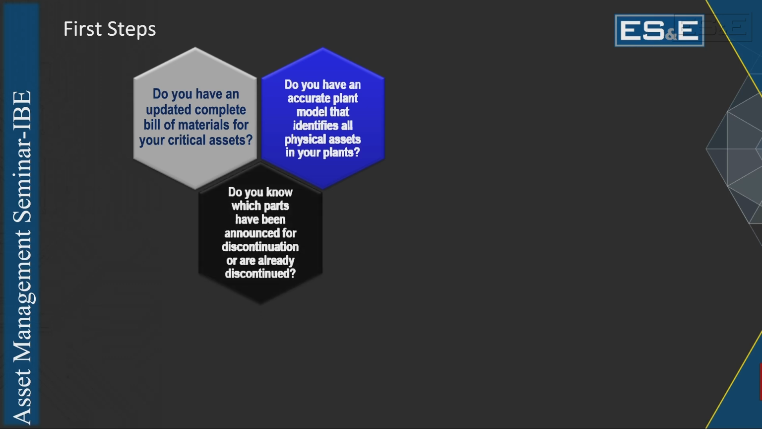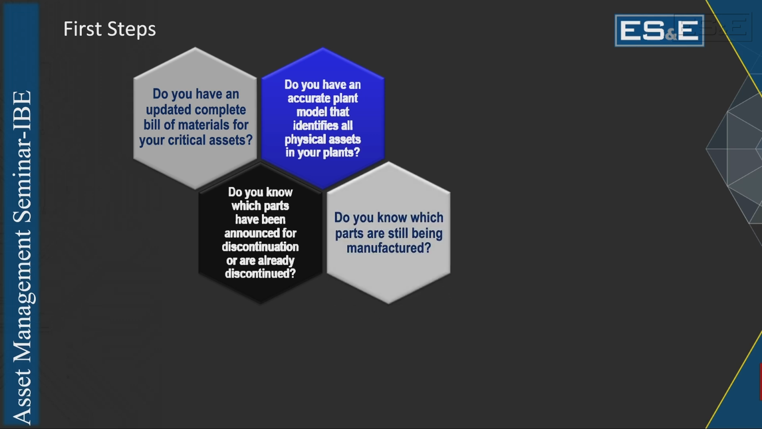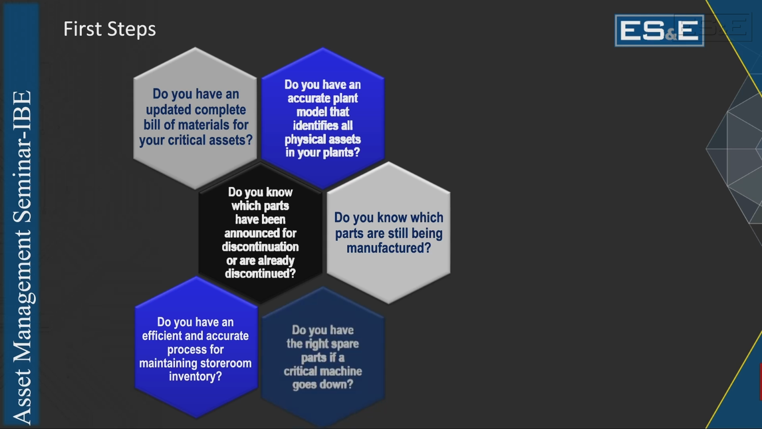Do you know which parts have been announced for discontinuation or are already discontinued? And do you know which parts are still being manufactured? That goes hand in hand with the last point, but it's getting us on the right thinking path here for these IBEs. And do you have an efficient and accurate process for maintaining your storeroom inventory? Do we have someone that keeps track of that? Do we have tabs on what we have, what we've used, and what we may need to migrate, right? And do you have the right spare parts if a critical machine goes down? For machines that we identify as critical, of course, we want to make sure we have what we need, so that in the event something happens, we can keep things running as we need them to be.